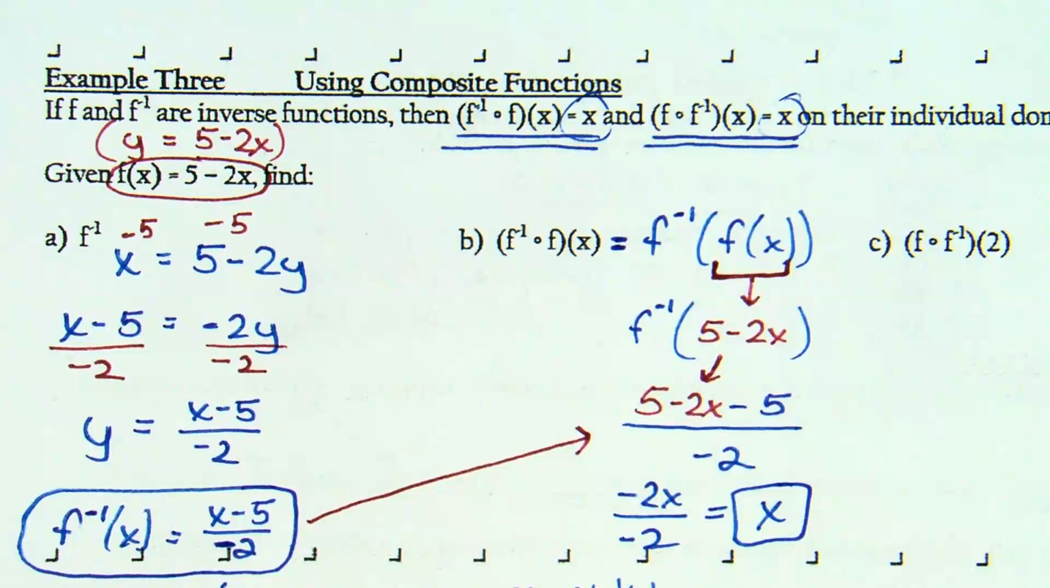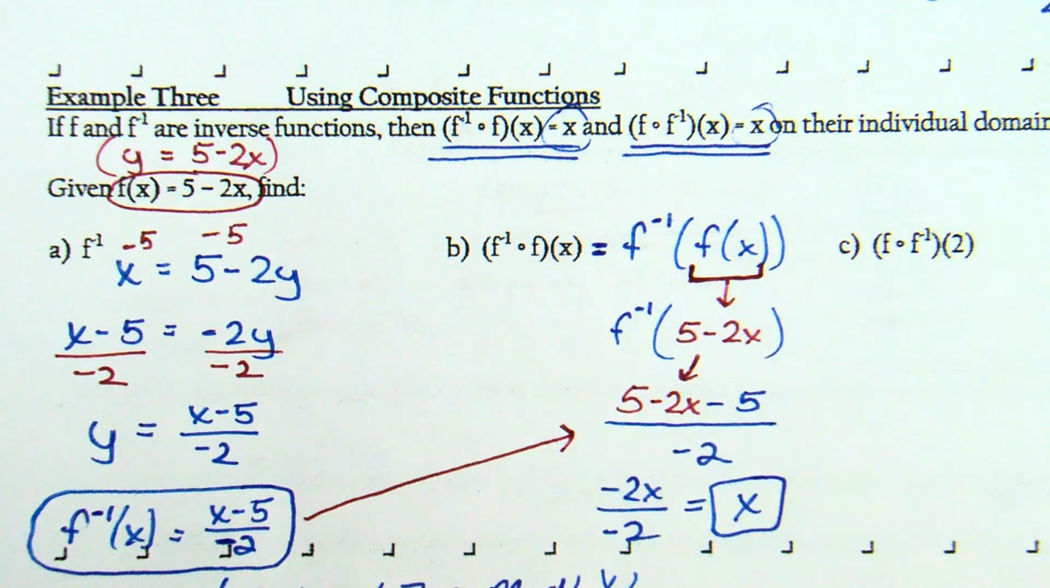Here's the thing to watch out for. If it doesn't come out to be x, where did you make your mistake? Did you make your mistake in this part, or did you make your mistake back when you were finding the inverse? Okay? If you're ever asked to prove that two things are inverses, you have to do it both ways. You have to show f composed with f inverse and f inverse composed with f.